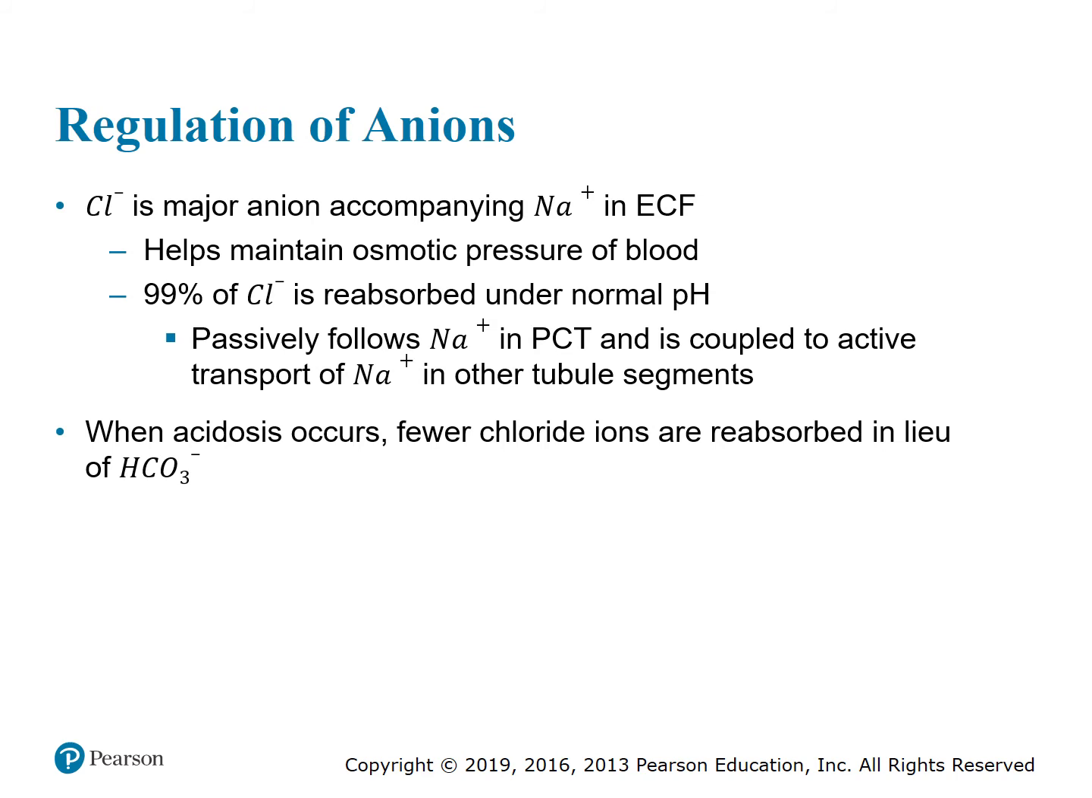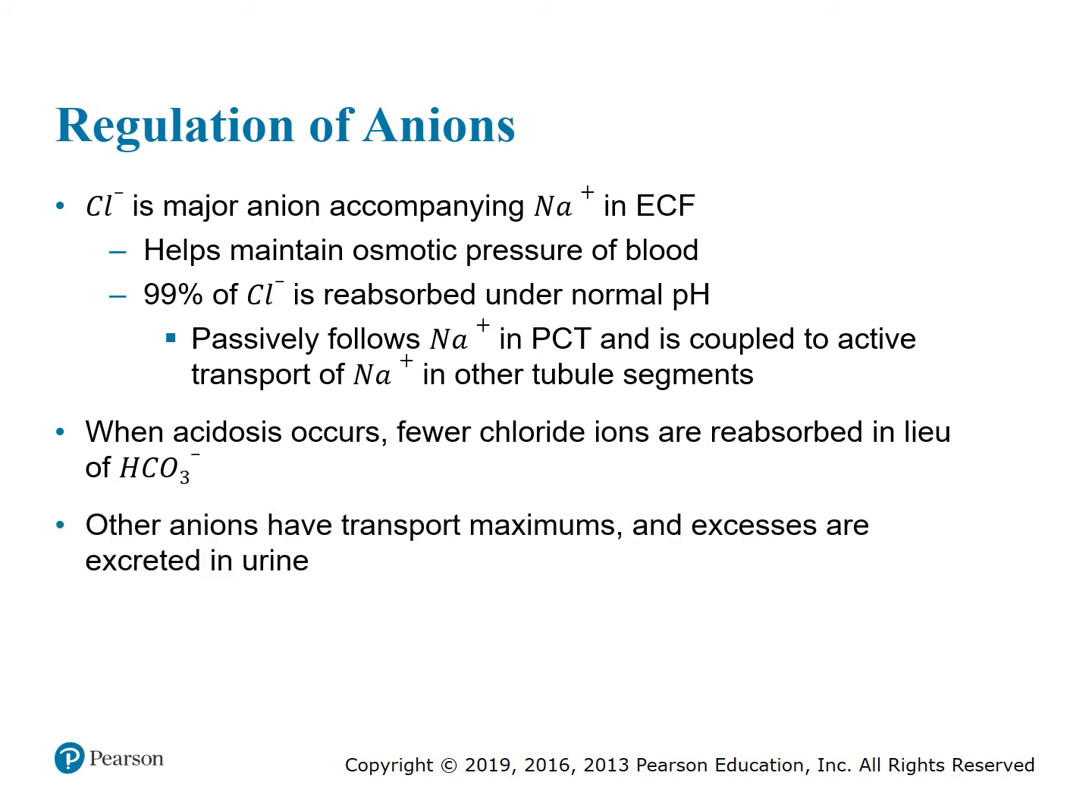If you have acidosis, you get fewer chloride ions, and you have more bicarbonate ions reabsorbed. Other anions do have transport maximums, and their excesses do get excreted in the urine.